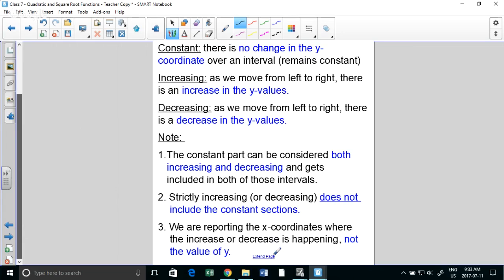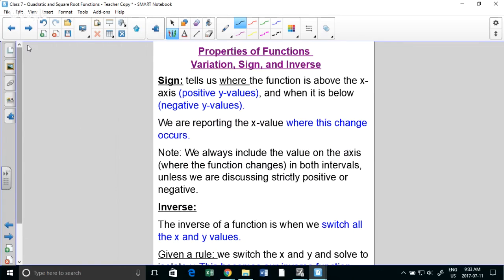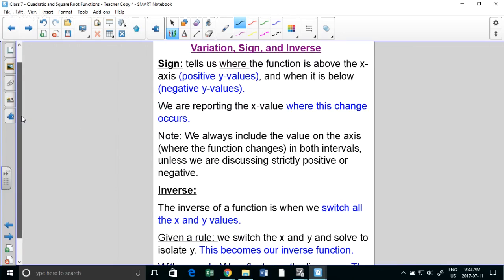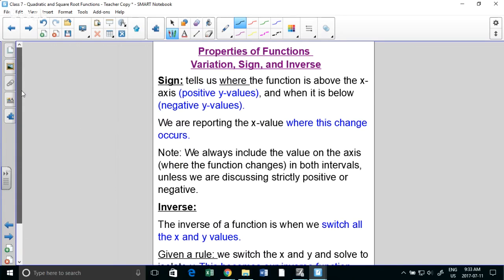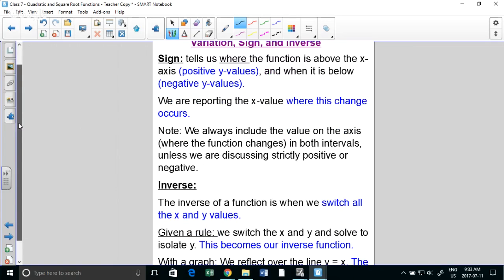And when we're reporting our solution, we're always reporting where it happens, meaning the x coordinate of the change and not what the y value is. The last one is sign. So sign tells us where it's above the x-axis and where it's below the x-axis. And inverse we're going to talk about today.